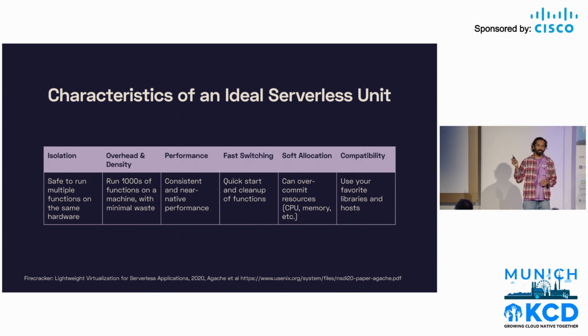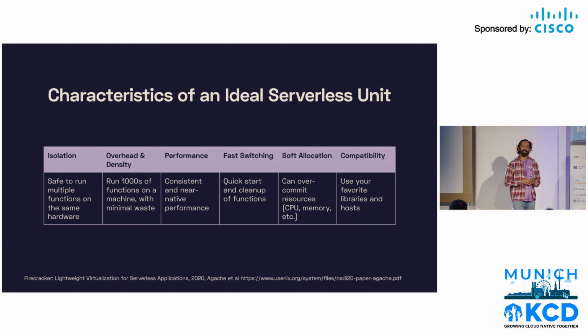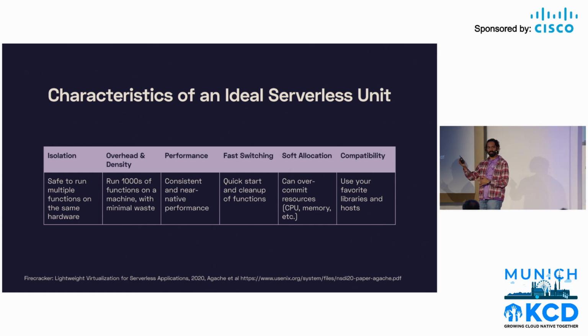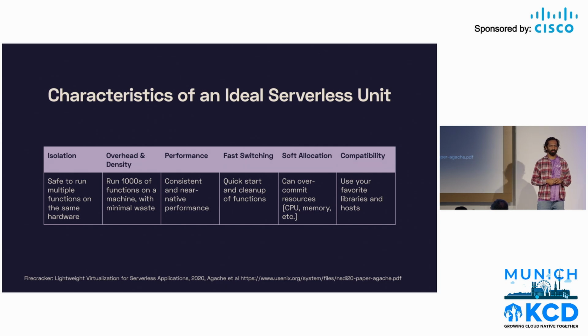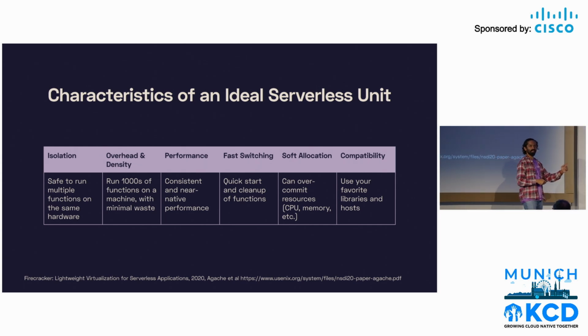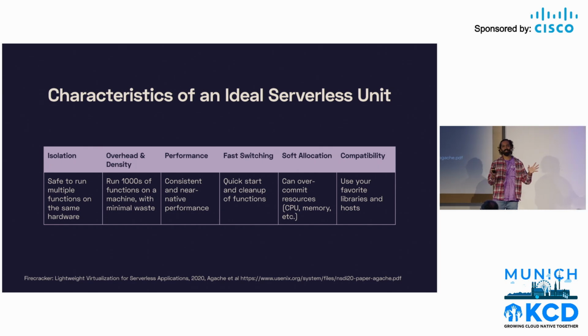If you read the paper written by the Firecracker team, Firecracker is the virtual machine monitor for things like Lambda, they defined an ideal serverless unit. Right? What would make a serverless unit ideal? And they came up with these 6 characteristics. The first one, isolation, a concept of multi-tenancy. Imagine having annoying neighbors who would be in your house all the time. That's not what we want. We want one function to be able to run next to another function, and those two shouldn't be able to impact each other intentionally or otherwise.